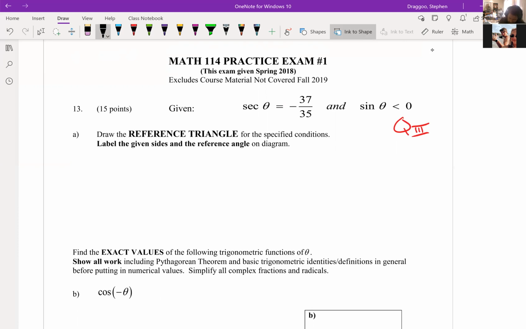So we'll turn this into a triangle. So the coordinate axes up here. Put our sides on said triangle. Secant is -37/35. So 37 is the hypotenuse. 35 is the adjacent side. I'm going to put the negative on the adjacent side because the negative never goes on the hypotenuse. And I've got a missing side, y.